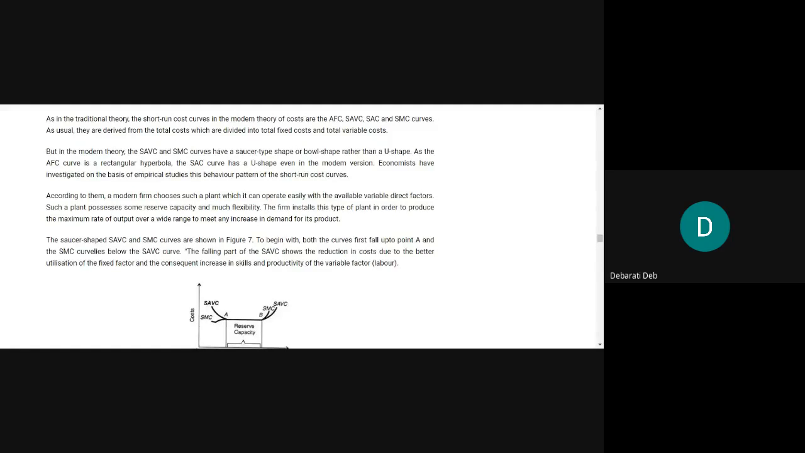Economists have investigated on the basis of empirical studies this behavior pattern of the short run cost curves.